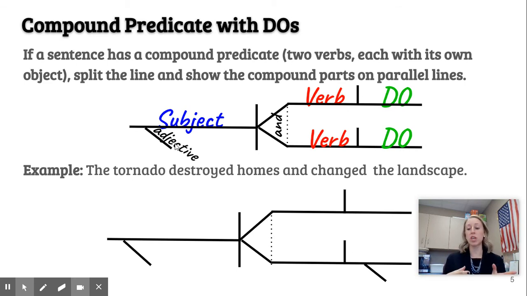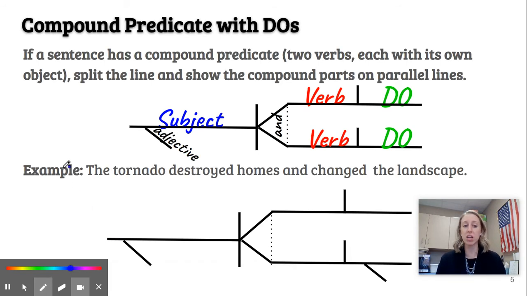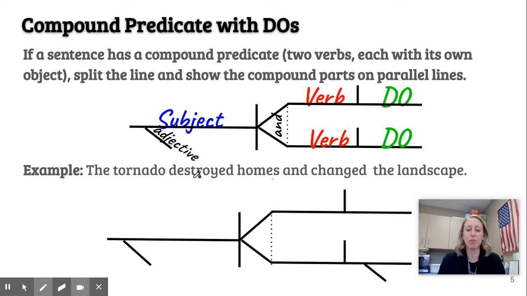If you ever have punctuation, you're looking for a completely separate subject and verb. But in this example, we only have one subject that's sharing two different verbs. So let's take a look at this sample sentence and see if we can figure it out. Again, I'm not getting very creative with my sentences here. So we already know that the subject's tornado, the verb is destroyed, and it is an action verb.